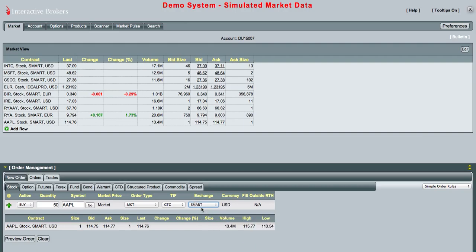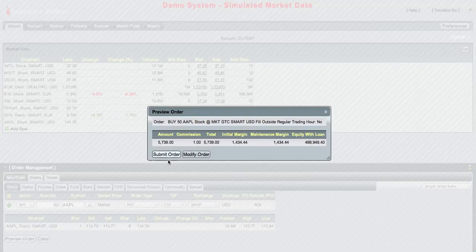This is where Interactive Brokers route this order through to the market maker that's going to give you the best possible price. So that's all the information we need to fill in. We click on preview order and you can see this is like a last chance saloon. Are you sure you want to go and buy 50 Apple shares at the market price, good till cancel, via smart routing? And they're telling you here the amount it's going to cost you.